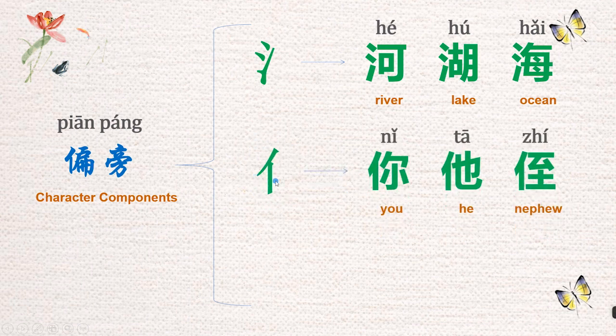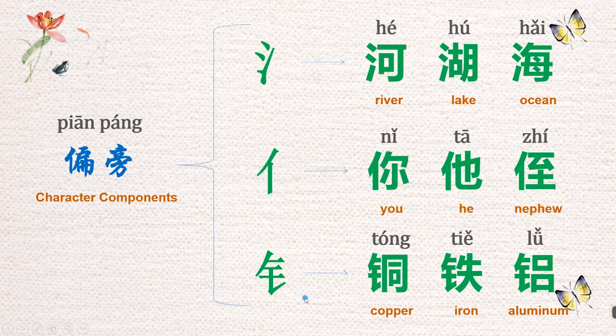And this component, 偏旁 here, is called 单人旁, which means person. So, most of the Chinese characters with the 单人旁 are related to people, such as 你, it means you. 他, it means he. 侄, it means nephew. So, all those three characters are related to people.